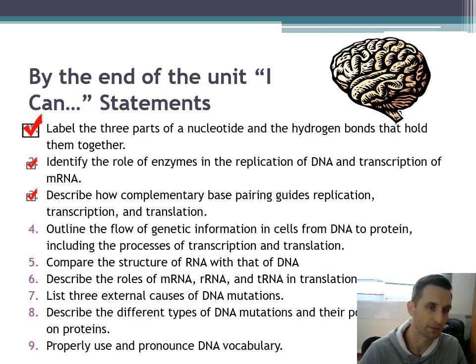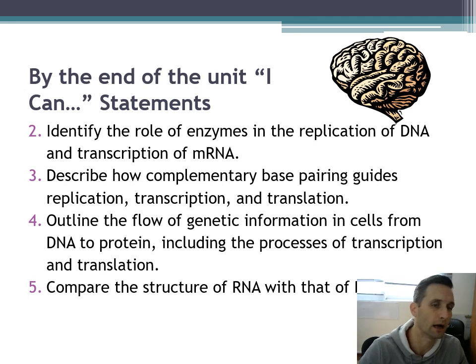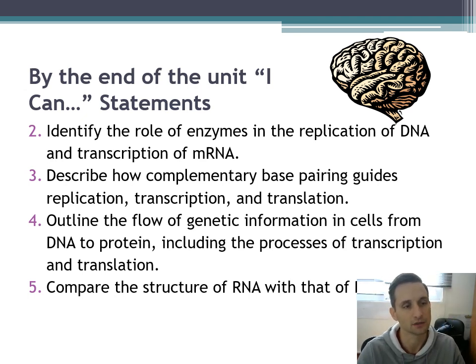And then describe how complementary base pairing guides replication. We've done that as well, but not transcription and translation. We're going to continue to work on that, along with I Can statement 4: outline the flow of genetic information in cells from DNA to protein, including the processes of transcription and translation, and then compare the structure of RNA with that of DNA.